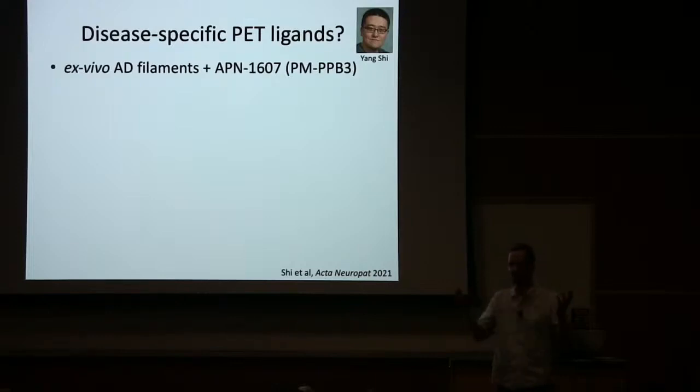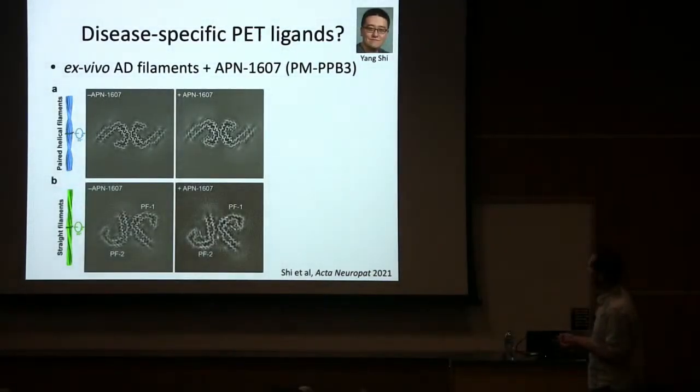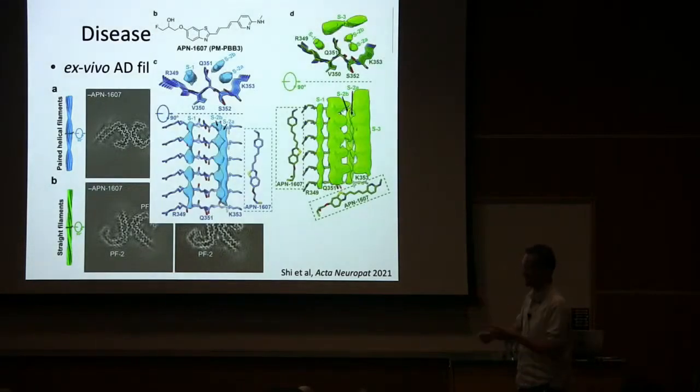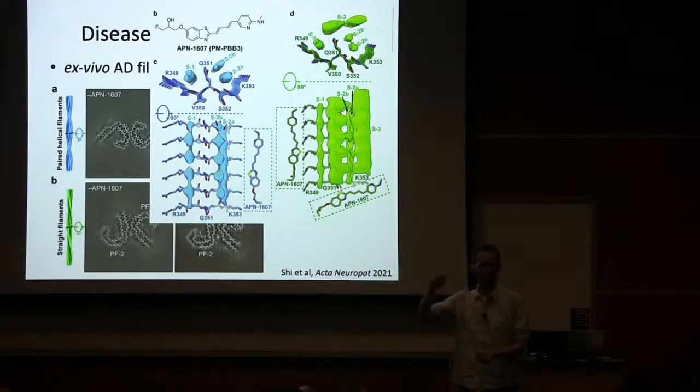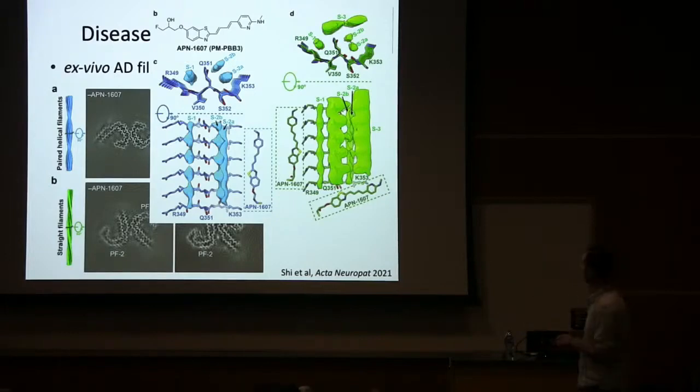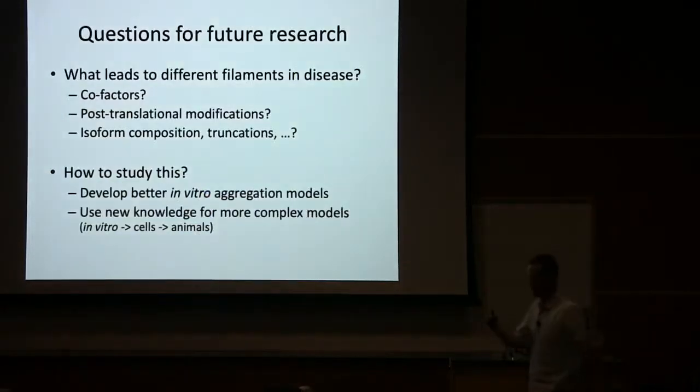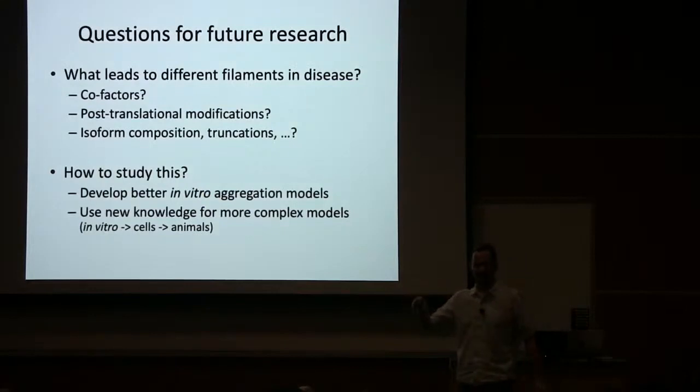So you could hope to do structure-based drug design now, and to show that this is possible, Yang Shi did a compound from Aprinoia with and without AD filaments, and you can calculate difference maps, and then at quite high sigma levels you get difference density, so we now kind of know where these molecules bind, and the computational chemists can have a field day with this. Personally, we don't really want to go in that direction. We're much more interested in the molecular mechanisms that underlie disease.